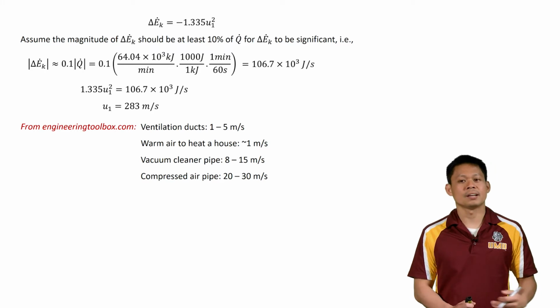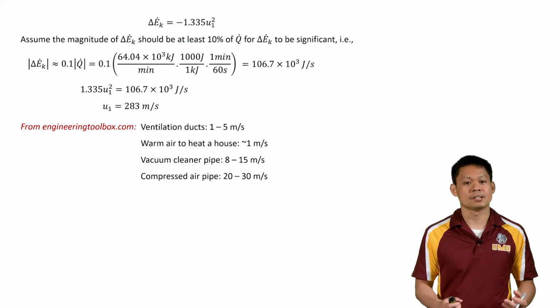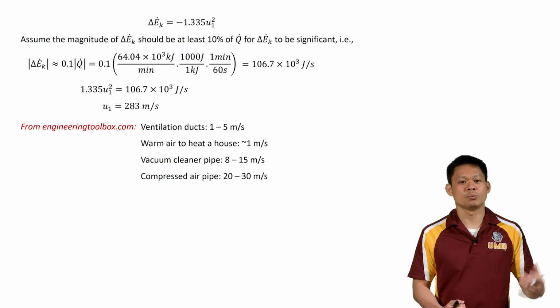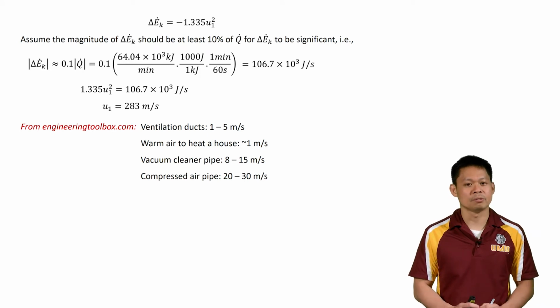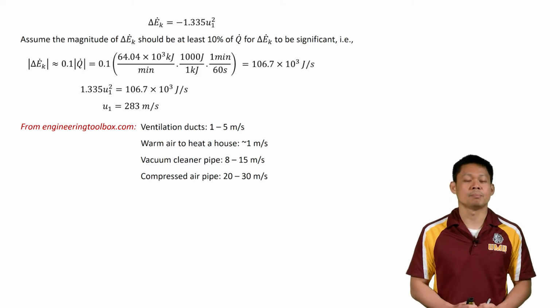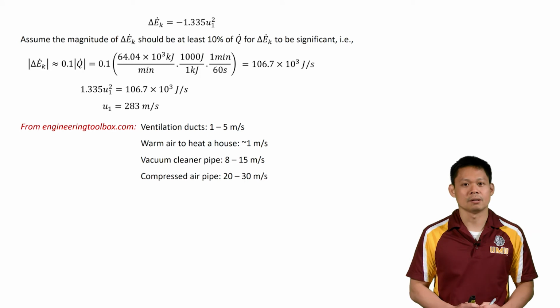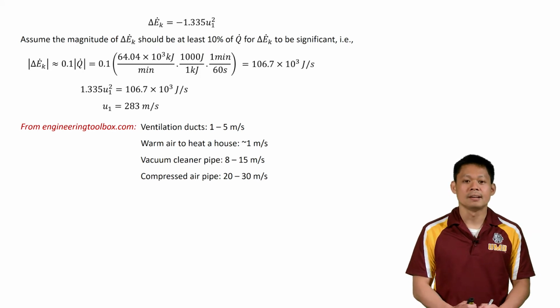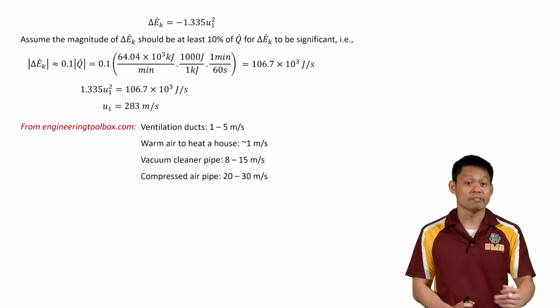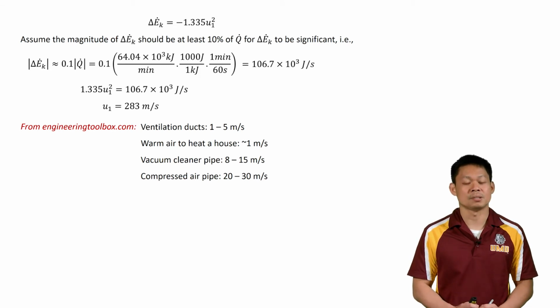If you have worked at a chemical plant and you have been in a compressed air room, I have actually worked on a compressed air compressor before, and we actually have to wear earplugs going into it just as per regulation. That's 20 to 30 meters per second. So even with that, we are still only a fraction of this 283 meters per second that we are looking at here.